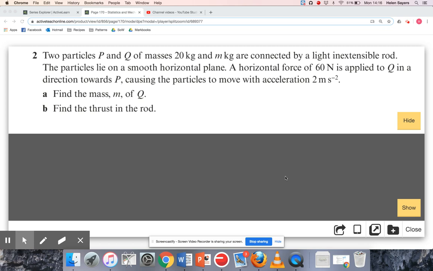Okay, so exercise 10E question 2, we're told we've got two particles, given the mass of particle P but not the mass of particle Q. We're told this time they're connected by a rod rather than a string. Smooth means I don't need to worry about friction. And then I'm given information about the force that's applied to Q and the acceleration that they're moving with.